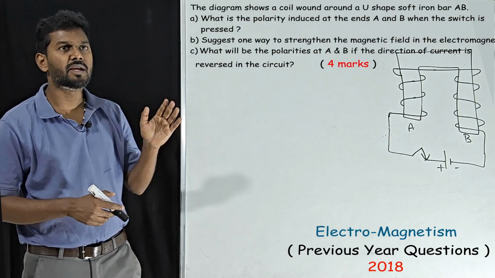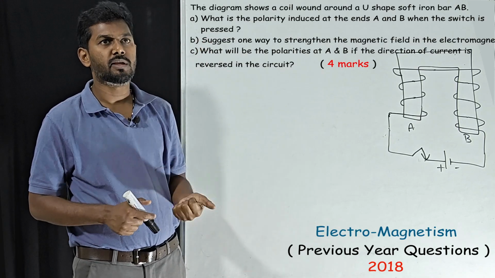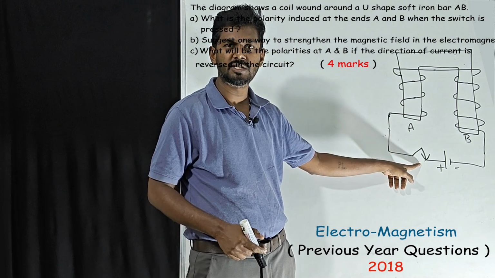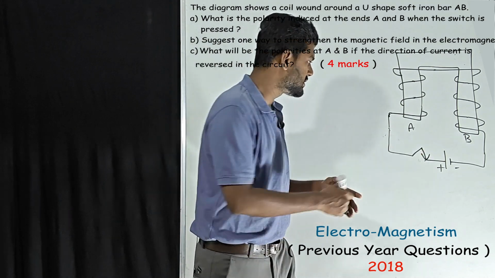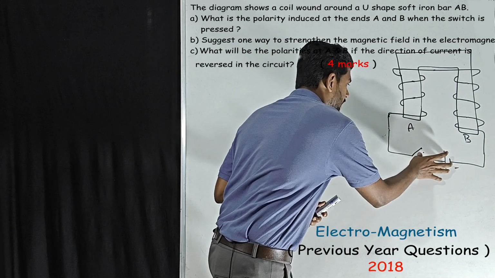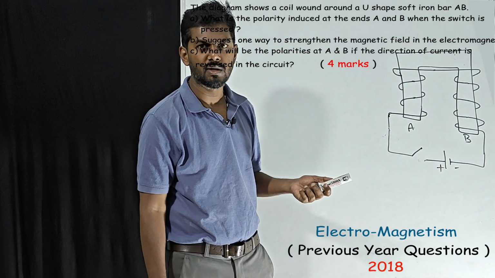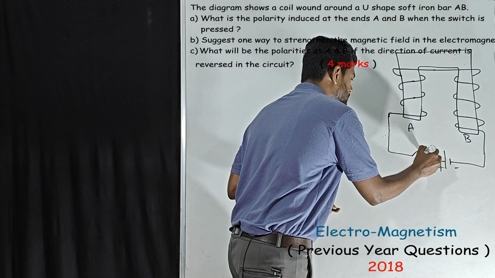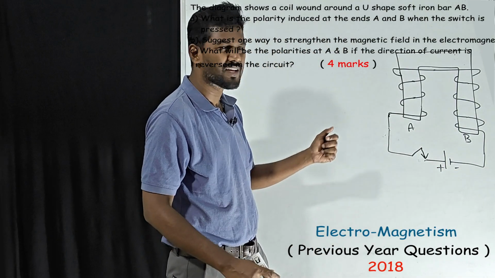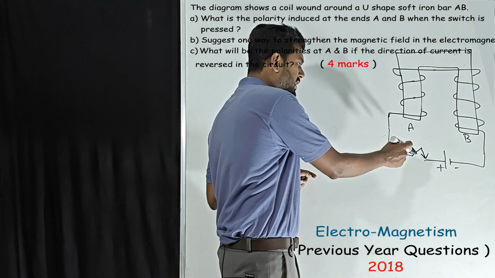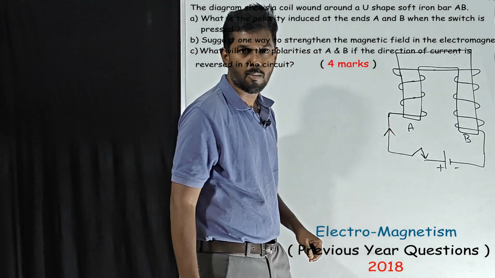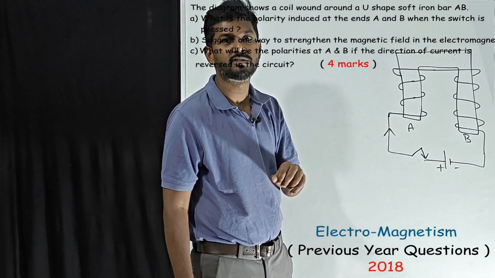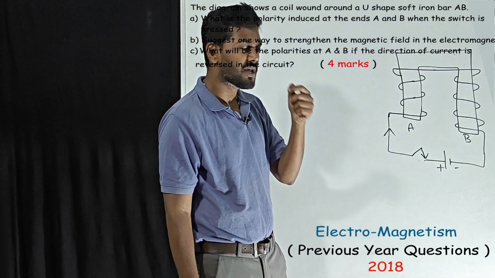What is the polarity induced at ends A and B when the switch is pressed? See, this is the symbol for switch is pressed. We know if this arrow mark was not there, that means switch is open, so it is an open circuit. Now they have mentioned switch is pressed, so it is a closed circuit. Once it is a closed circuit, current will start passing. Keep on writing the direction of current. That will give us the hint which is south and which is north.